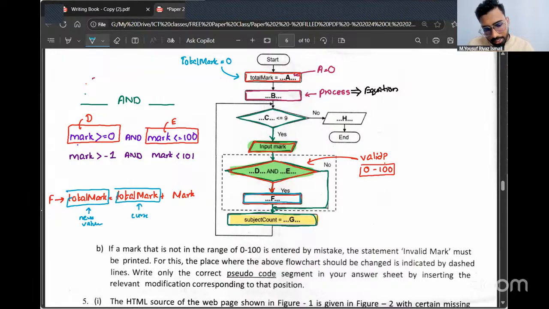For example, if the student enters that he got 70 marks, we're going to check: is 70 greater than 0, is 70 less than 100? So 70 is between 0 and 100. When you come here, we're going to say total mark equals total mark plus mark. Initially, total mark was 0, no? So 0 plus 70, and the new value of total mark is going to be 70. Something like that is going to happen after you follow this instruction. Up to here, is that clear, all of you?